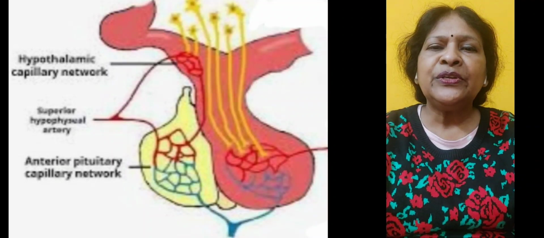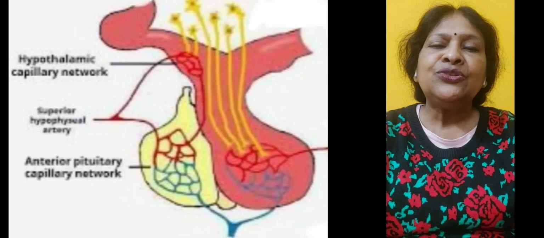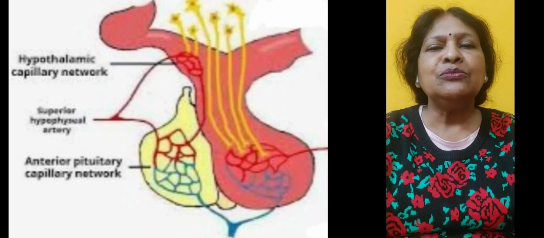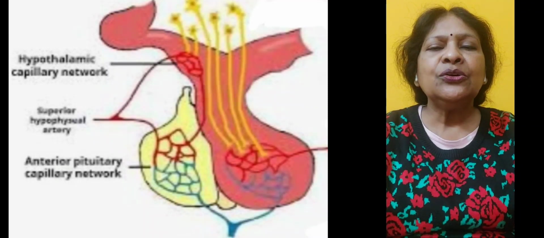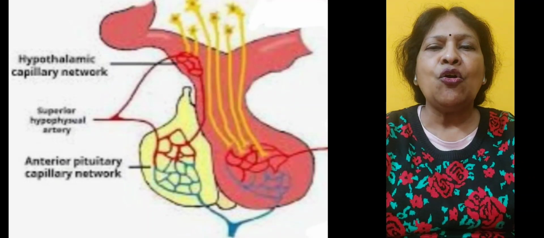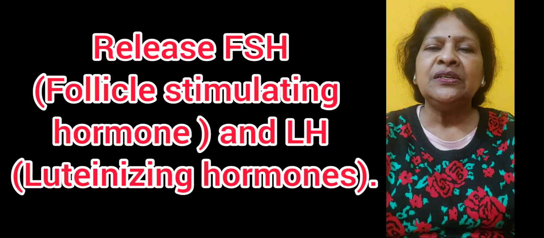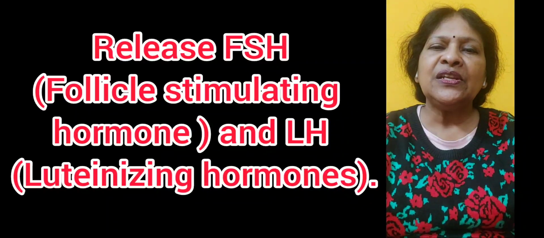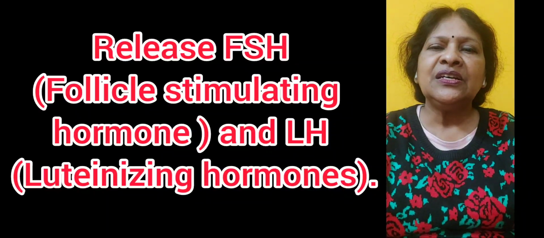Since the progesterone level was very low during the menstrual phase, there is an impulse that comes through the hypothalamus to release gonadotropin releasing hormone, which stimulates the pituitary to release FSH, that is follicle stimulating hormone, and LH, that is the luteinizing hormone.